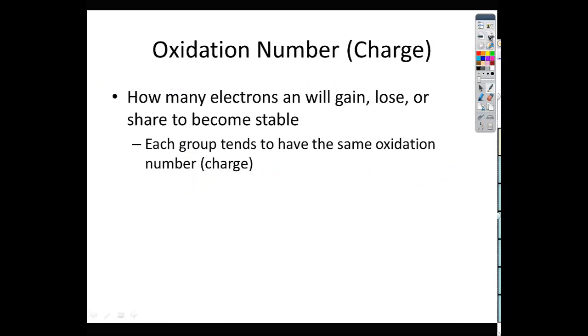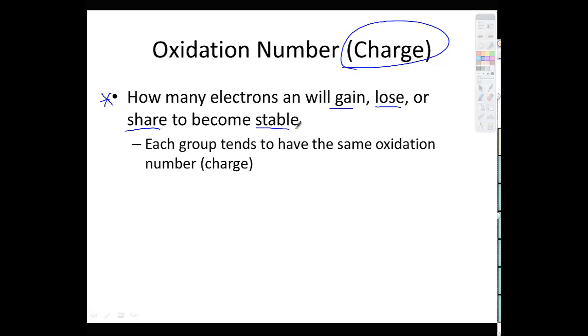So the oxidation number is something that's going to be very helpful for us also. This chapter, we just want to introduce it to you. Basically, it's the charge. As you're gaining and losing electrons, we're creating this charge, and it's our oxidation number. If you want to write this down: how many electrons an atom will gain, lose, or share to become stable?